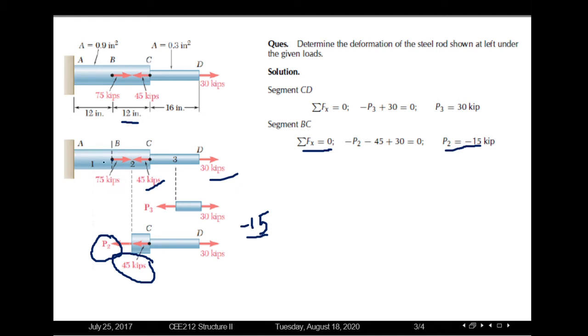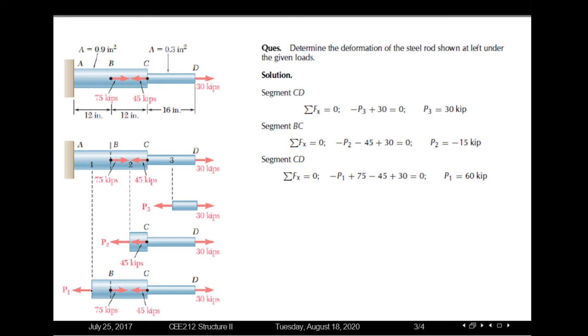So for the AB segment, we will need to consider the combined effects of 75, 45 and 30. So we have taken a section in between the AB segment. Now we need to consider the three loads and calculate the net force. The net force will be 30 minus 45 plus 75, in total 60. So this 60 kip load will be acting in the opposite direction. Here we have given the opposite direction and denoted it with P1.